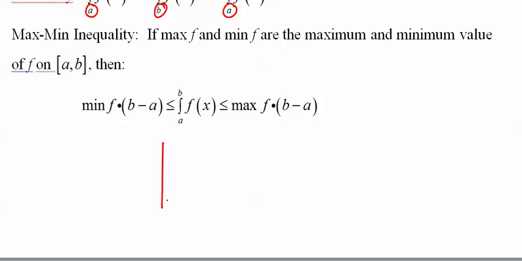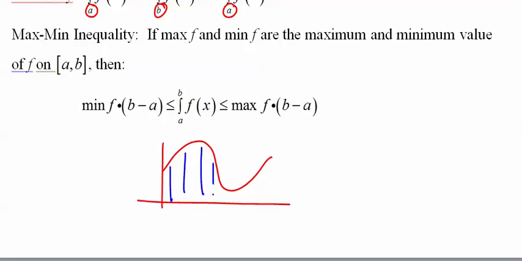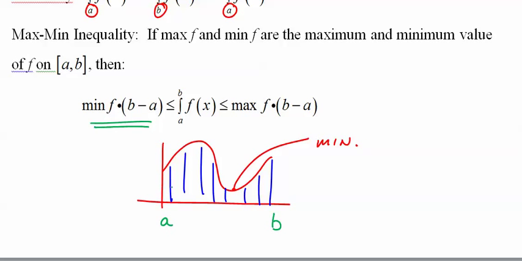Since the integral is an area, if we have a minimum, the area, I'll put this one in green, at the minimum, that's what this means, the minimum height times your B minus A. This area is going to be less than the total area, to which most people say, well, duh.